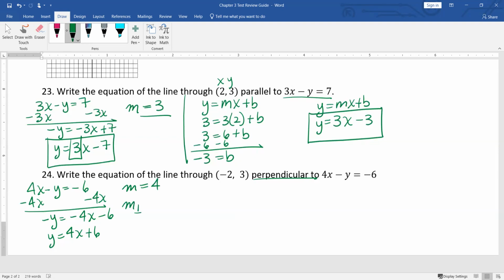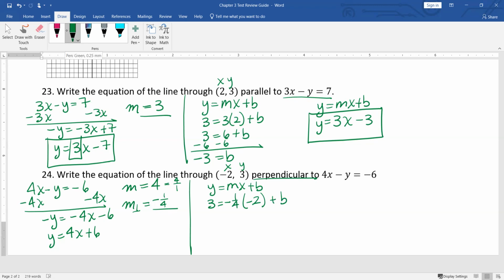The slope of a perpendicular line is its opposite reciprocal. So if this is positive, the perpendicular has to be negative. If this is 4 over 1, that's what 4 is, then I flip it to 1 over 4. So the slope of the perpendicular line is negative 1/4. Again, I have my x and my y. If I use y equals mx plus b, I can plug in the y is 3, the m is negative 1/4, just calculated that, x is negative 2, where y is 3, and I can solve for b.